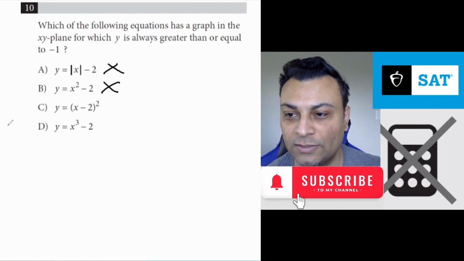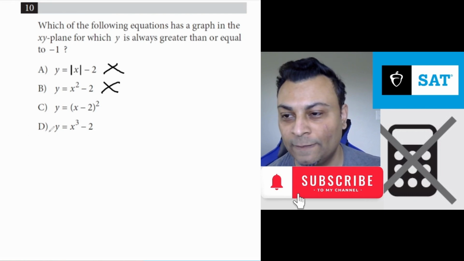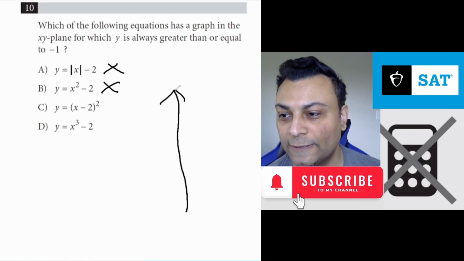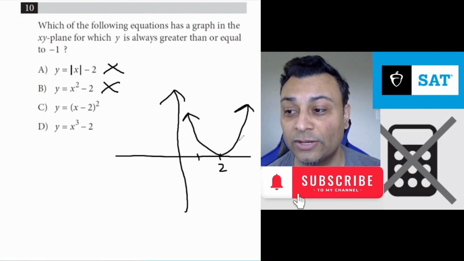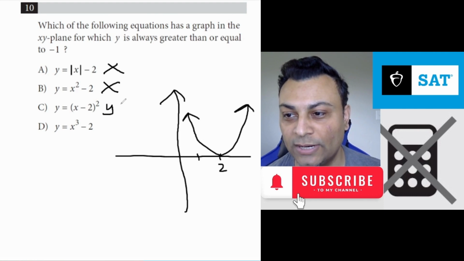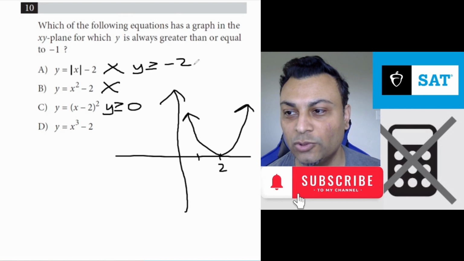This one says x minus 2 squared, so it is the parabola, but it's been shifted 2 units to the right. So here's 2, and it's been shifted 2 units to the right. For this one, the y coordinate is 0 or greater at all times, so that could be it. This is y greater than or equal to 0. This is y greater than or equal to -2. This is y greater than or equal to -2.